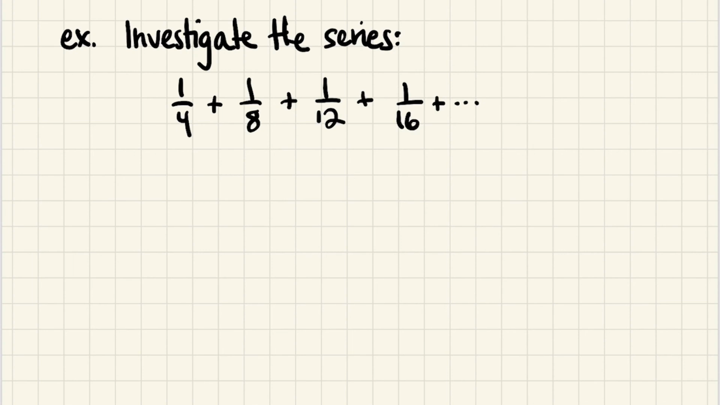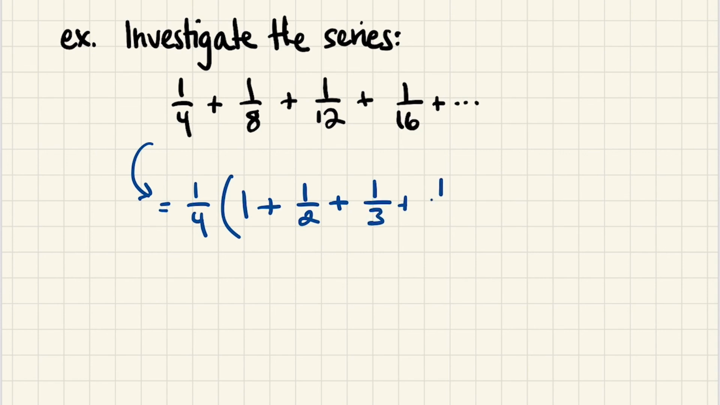Okay, for our last example, let's investigate the behavior of this series here. We're not given it in sigma notation. That's okay, we could easily write it in sigma notation if we wanted. Probably not necessary though, because there's enough regularity here where we can just sort of see that we can factor 1/4 out of this and get 1 plus 1/2 plus 1/3 plus 1/4 plus so on. And that's equal to 1/4 times the harmonic series.